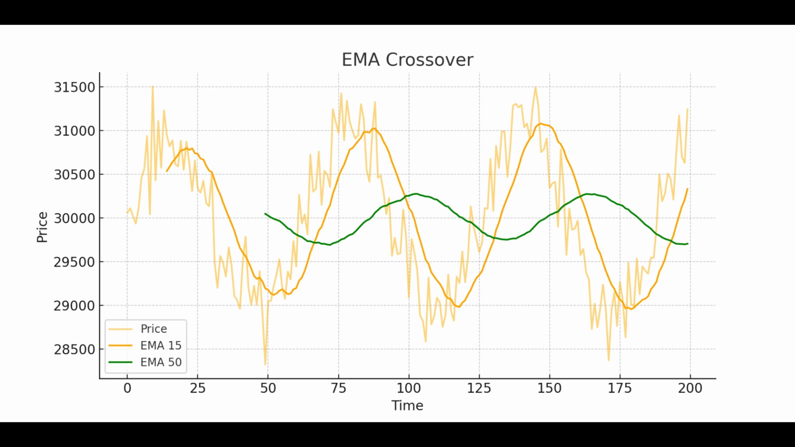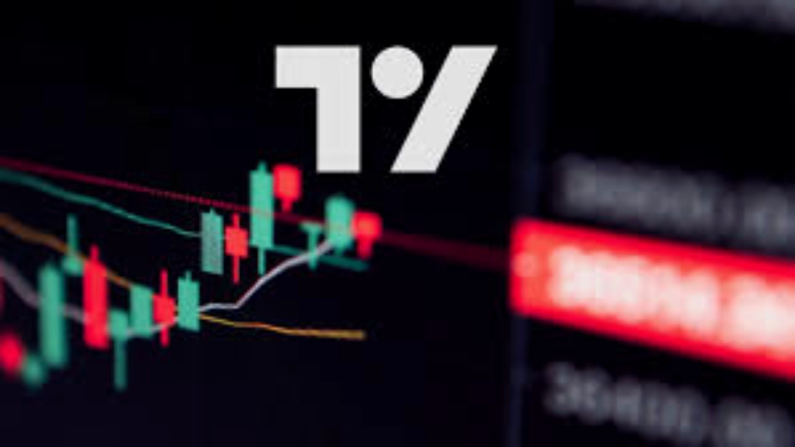Now, if you've ever seen a chart with clean lines, indicators, and colorful candlesticks, you've probably already seen TradingView. TradingView is the go-to platform for traders. It allows you to chart almost anything, from crypto and forex, to stocks and commodities.